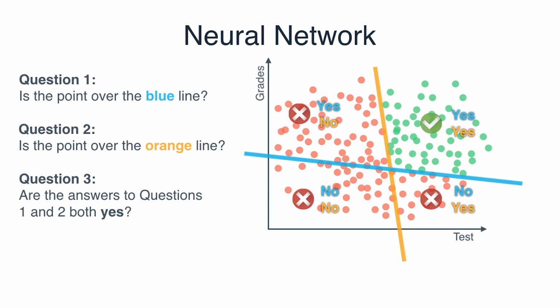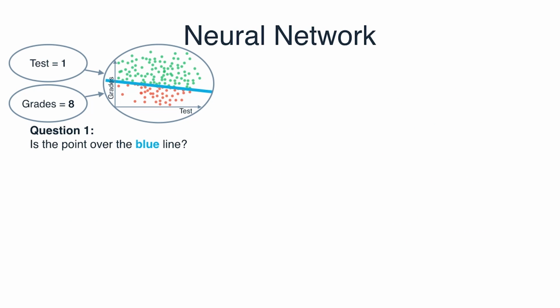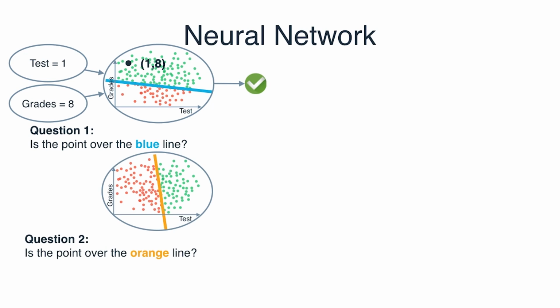Now let's graph each question as a small node. The first question is, is the point over the blue line? We have a node with the area and 2 input nodes, the test score and the grades. For example, we have a student where the test score is 1 and the grades are 8. The node plots the point and checks if the point is on top of the black line and returns the answer, yes or no. The second question is similar. We input test and grades, and the corresponding node will plot the point and return a yes or a no depending on the point being on top of the orange line or not.